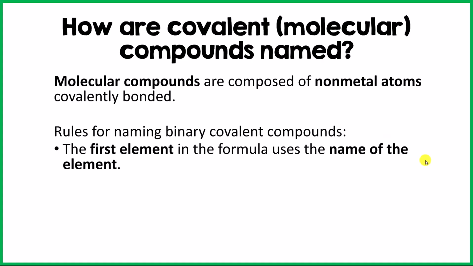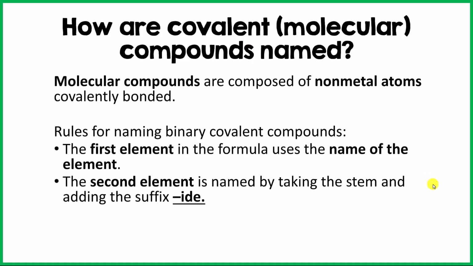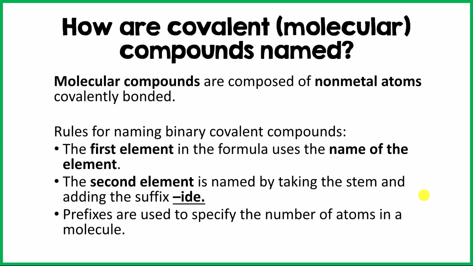The first element in the formula uses the name of the element. So that's easy. The second element is named by taking the stem and adding the suffix "ide." So far, very similar to ionic compounds, but here's the difference. Prefixes are used to specify the number of atoms in a molecule. So we are going to name these differently because we are going to count the number of atoms of each type. And the way that I help students remember that is that covalent compounds we count.